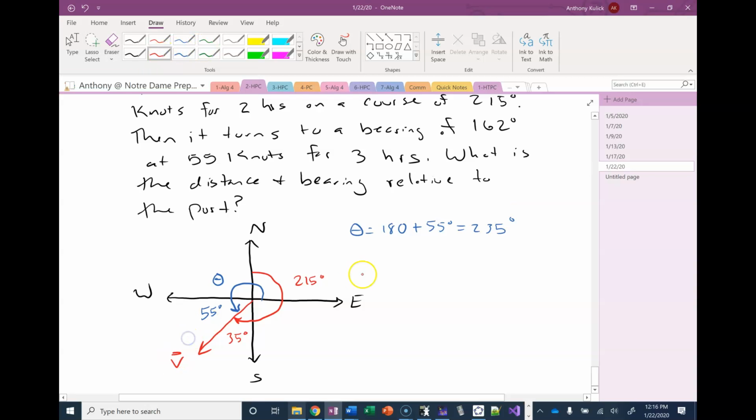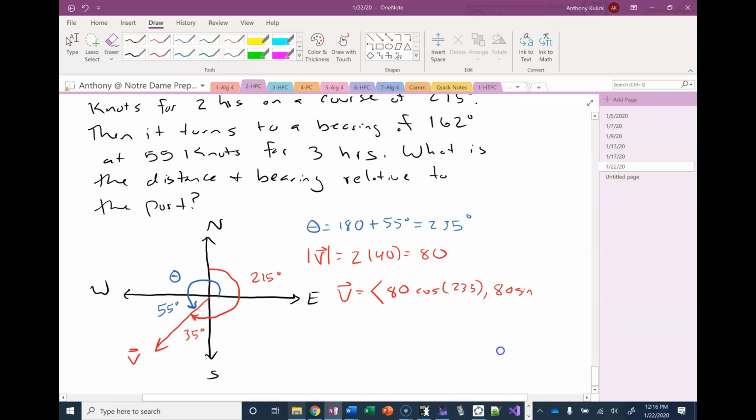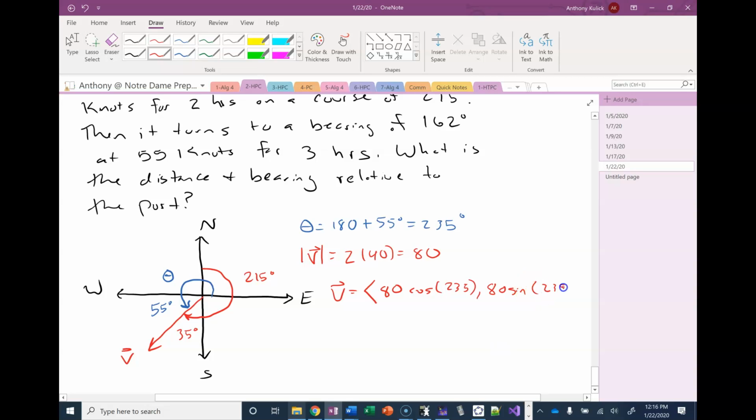If I refer to this as vector v, the magnitude of vector v is the length of that vector. We're going 40 nautical miles per hour for 2 hours, so that's 80 nautical miles. The component form for vector v is then 80 cosine 235, comma, 80 sine 235.